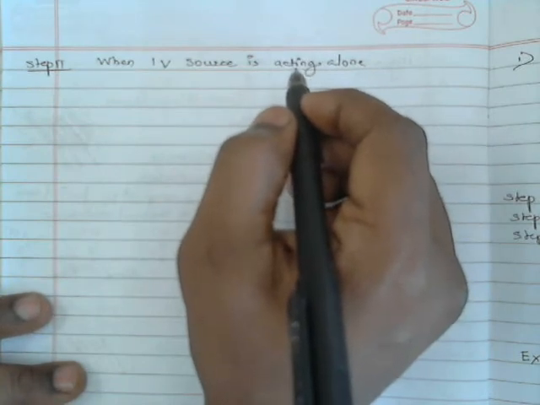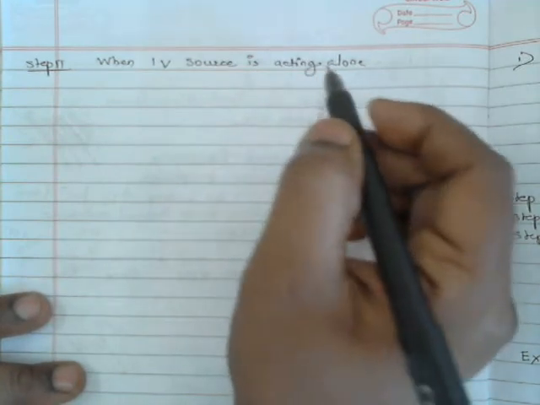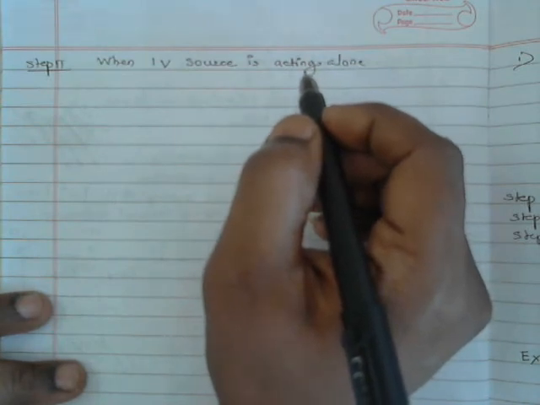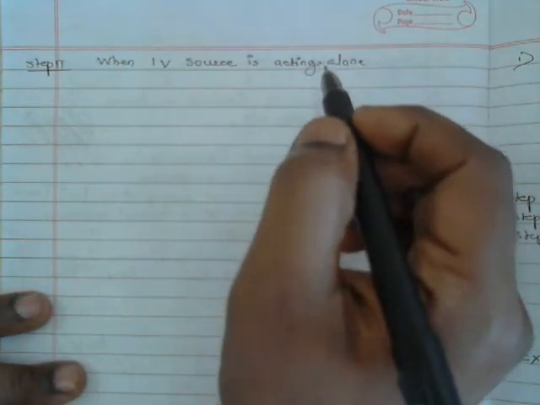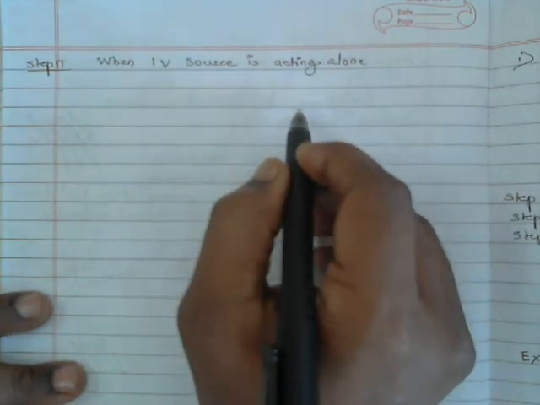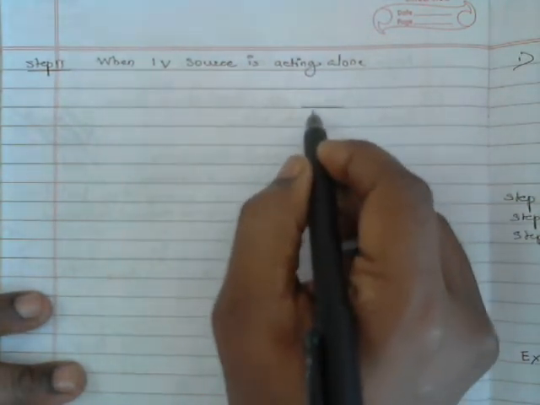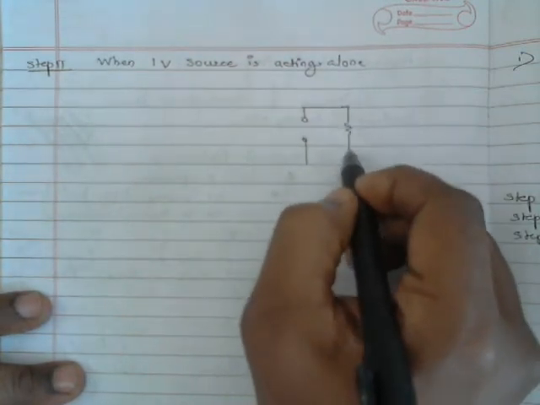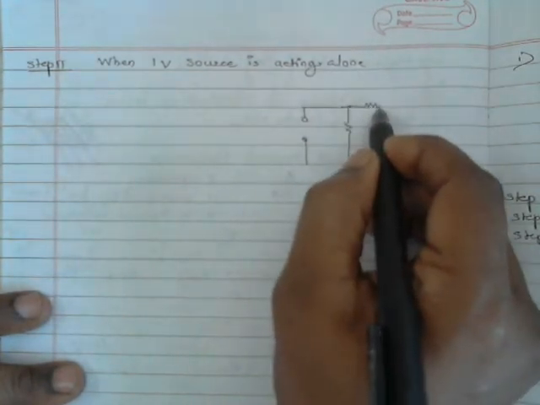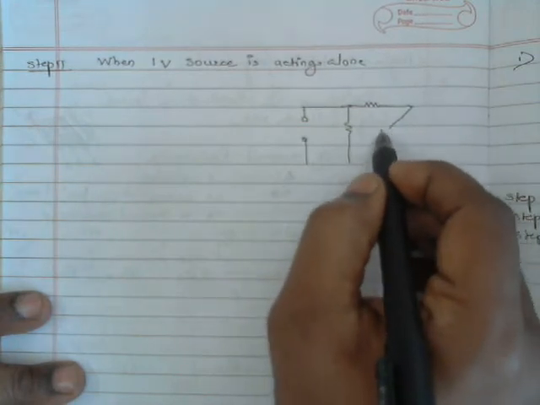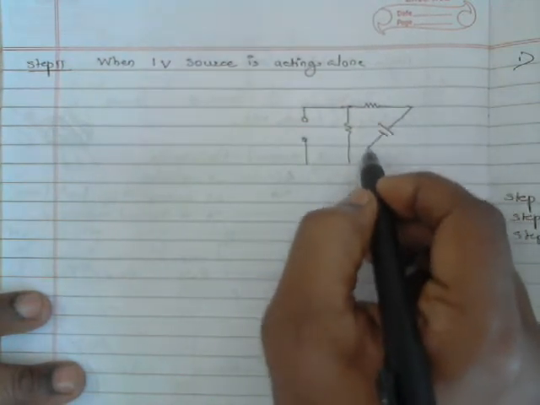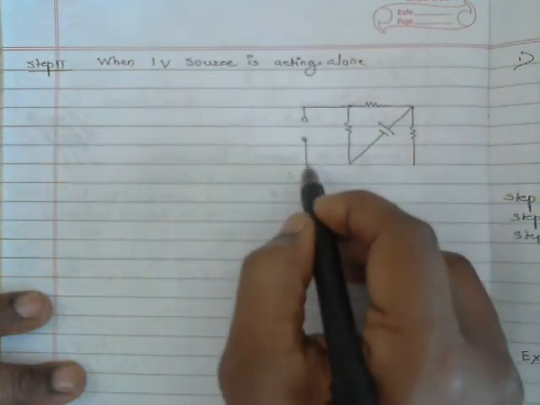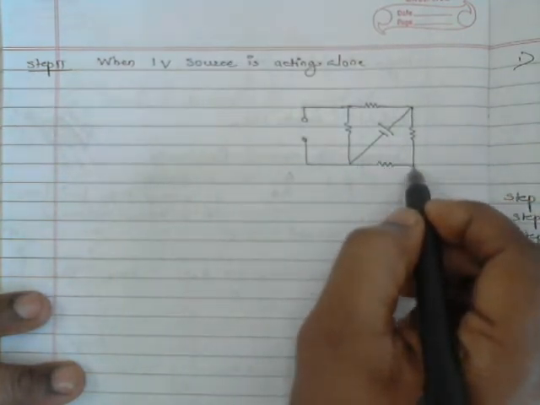We have to replace the current source with its internal impedance, and the internal impedance of a current source is infinity. So we have to make it open. So the circuit will be seen like this, with the current source open circuited. Now this resistance will be as it is, here another resistance, this is the resistance of our interest, and another resistance.